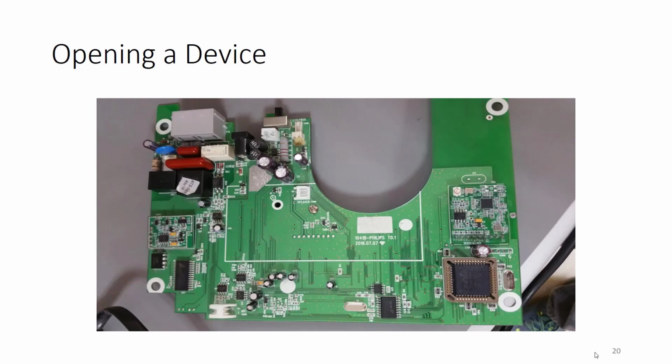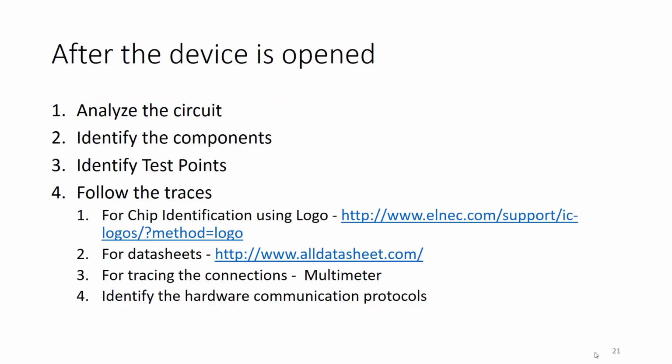Here is an example. When we open a device, the chipset looks like this. What we can see here is some registers, some chips, some data lines, some interfaces, and we can figure out how these components connect to each other and communicate, and see how we can extract the information out of it. Next, after opening the device, what do we need to do?